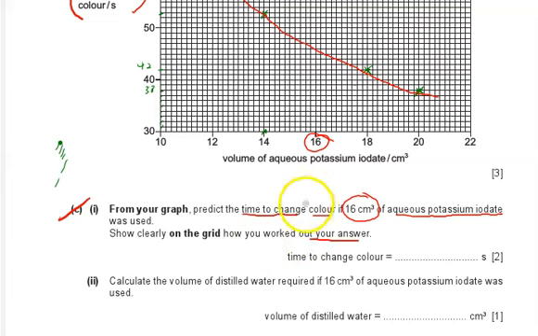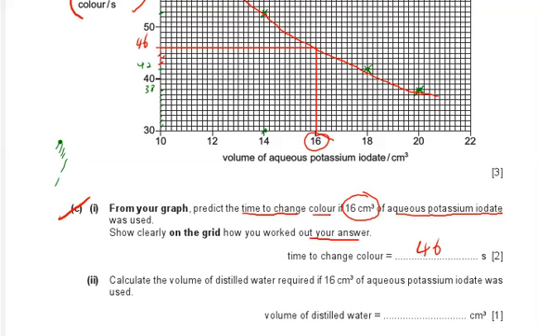Show clearly on the grid how you work out your answer. They're asking us to show the time, right? So what we can do here is just draw a straight line, which will show exactly over here. So if you look at it, the graph is showing here, which means it is 40, 2, 3, 4, 5, 6. So it's about 46 seconds.